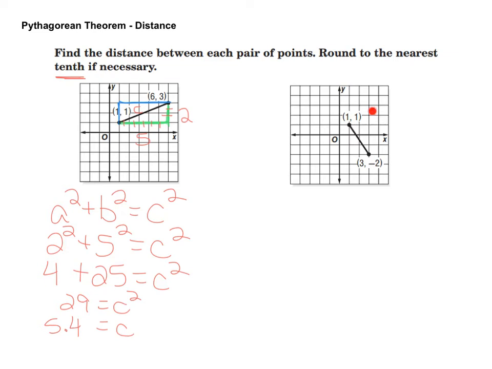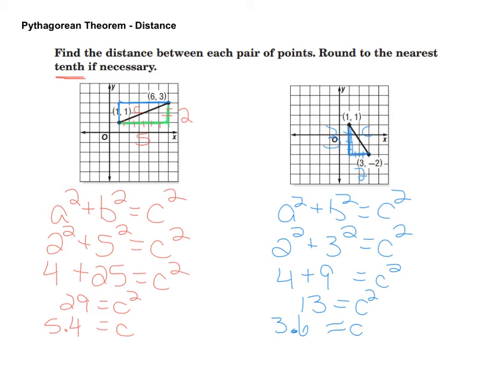You try it with this segment. They want the distance from here to here. I want you to draw in your right triangle, count the lengths of your sides, use Pythagorean theorem, and then check your work. I got that the distance from this point to this point is approximately 3.6. I drew the triangle down here. Remember, you could also draw it up here. It does not matter. Used Pythagorean theorem and got 3.6.